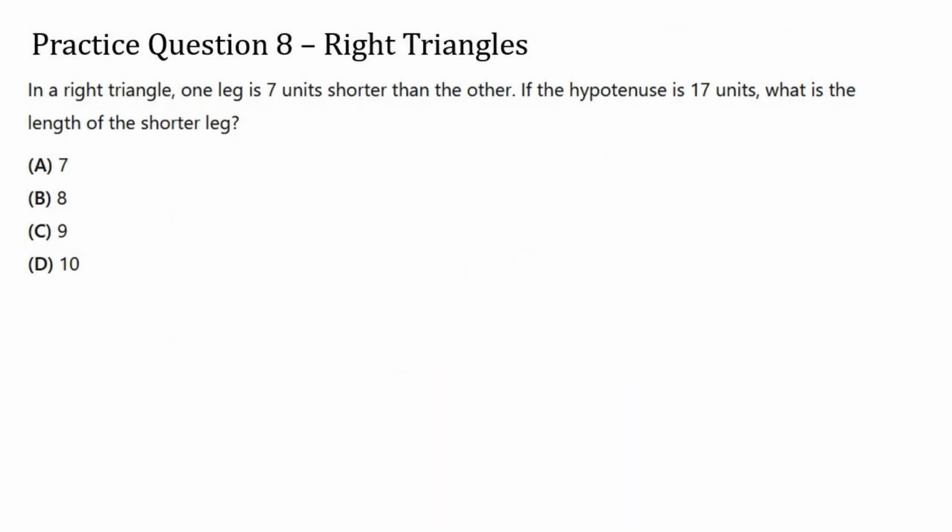Practice question 8. In a right triangle, one leg is 7 units shorter than the other. If the hypotenuse is 17 units, what is the length of the shorter leg?